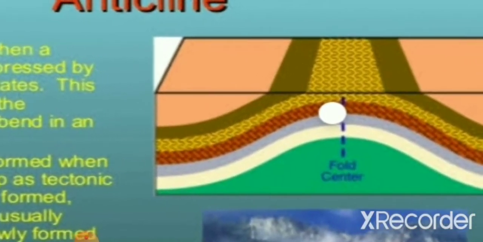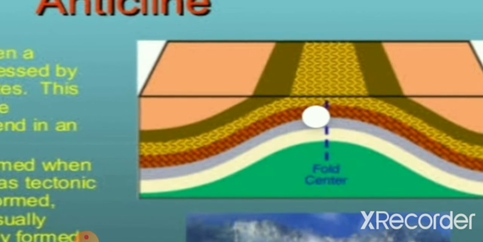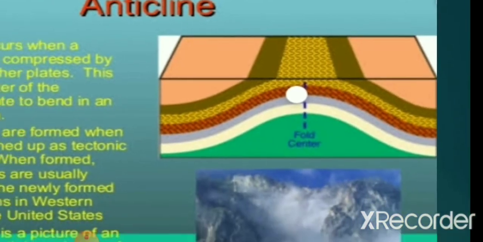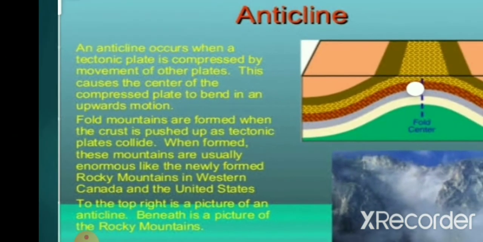In this image, you can see that it's an arc shape. And how it happens, for example, you can take a copy and give pressure from both sides, and you can see that the middle portion rises up. Like that, when the earth's internal pressure is pushing from both sides, then the upper part or middle portion, which we can consider a weak portion, usually rises up, making a fold, and that is called an anticline.